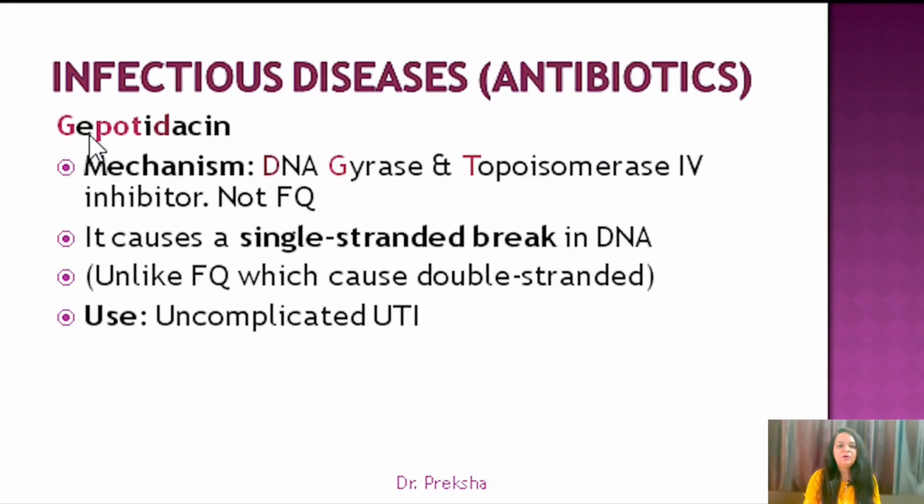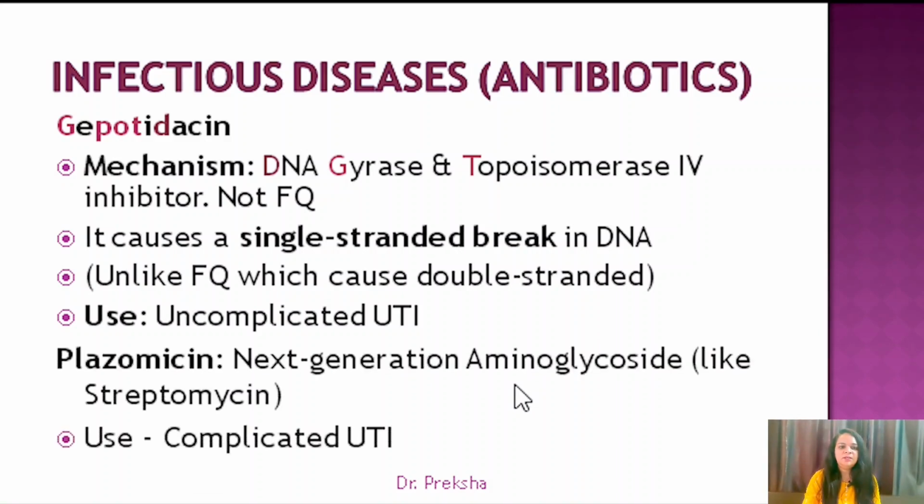The name of which is gepotidacin. So it starts from the G. So it is a DNA gyrase inhibitor, and in its spelling you can see that it has "pot". If you reverse it, then it becomes "top". So it is a topoisomerase 4 inhibitor, and there is a D in its spelling. So D and G, that makes DNA gyrase inhibitor. So this is how you can remember this drug easily.